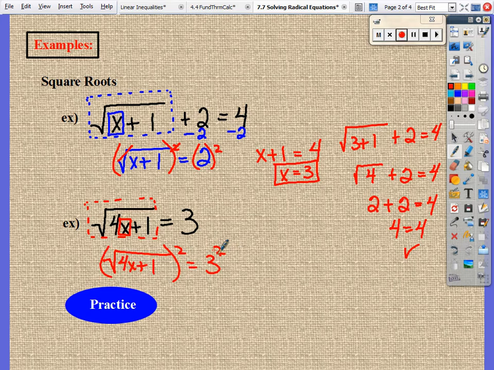Notice that I'm squaring both sides of the equation. These undo. 4x plus 1 equals 9. Subtract your 1, and then divide by 4. And this one works out to be 2.